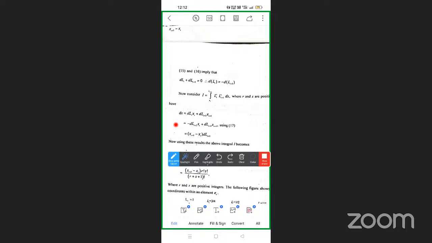So dx is equal to dLi into xi plus dLi plus 1 into xi plus 1. So that is equal to minus dLi plus 1 xi plus dLi plus 1 into xi plus 1, using this equation, replacing dLi is equal to minus dLi plus 1 here. So dLi plus 1 is common. dx is equal to xi plus 1 minus xi into dLi plus 1.